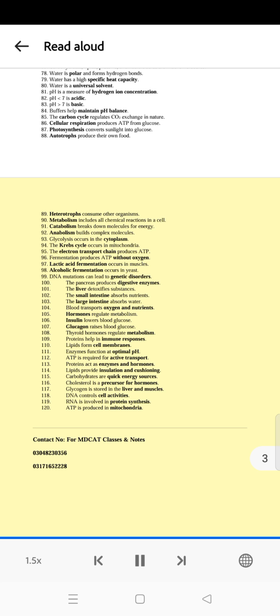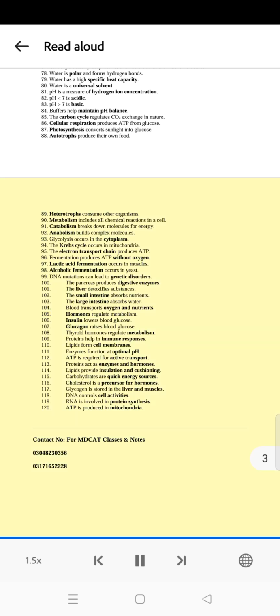DNA mutations can lead to genetic disorders. The pancreas produces digestive enzymes. The liver detoxifies substances. The small intestine absorbs nutrients. The large intestine absorbs water. Blood transports oxygen and nutrients.